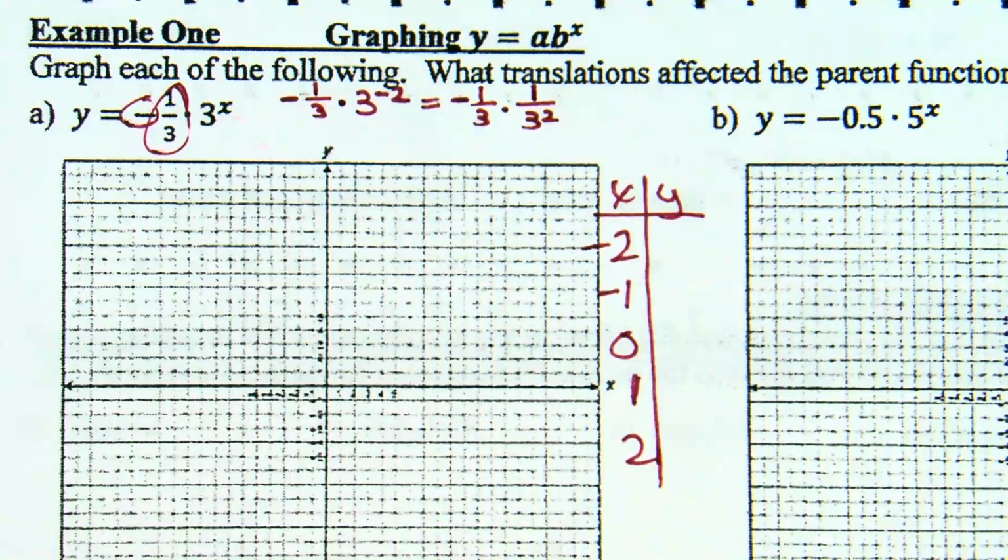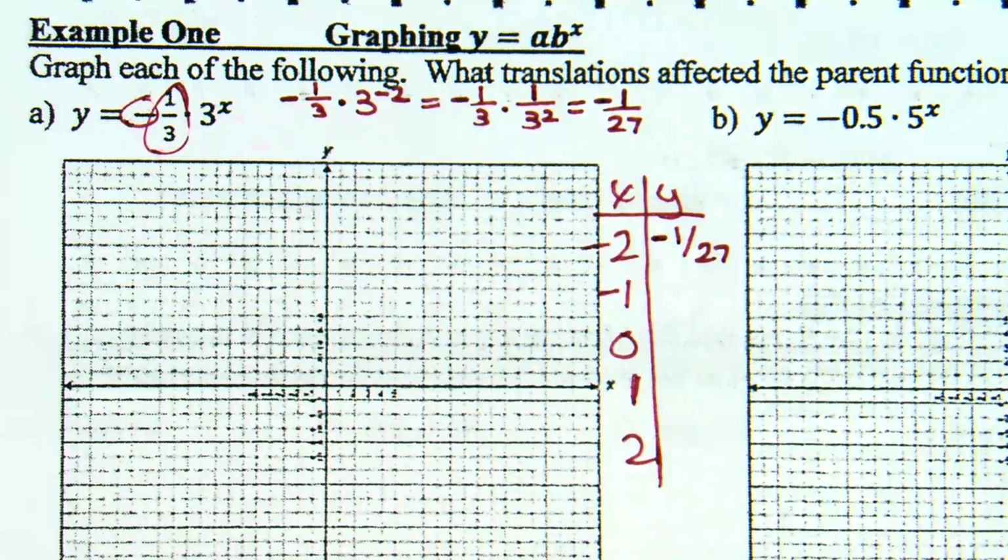What is 3 squared? 9. So I have negative 1 over 3 times 1 over 9. What's that multiply to be? Check your math. Negative 1/27. You know, 3 squared is 9. 9 times 3 is 27. So negative 1/27. Yes, there is a decimal equivalency to that. I don't really care what it is. I'm going fractions. Okay?